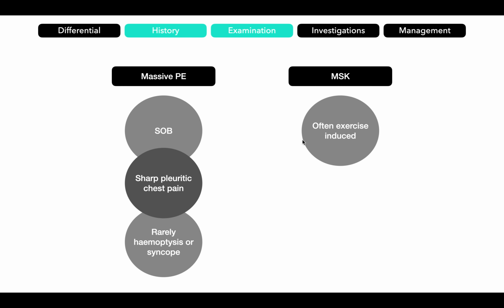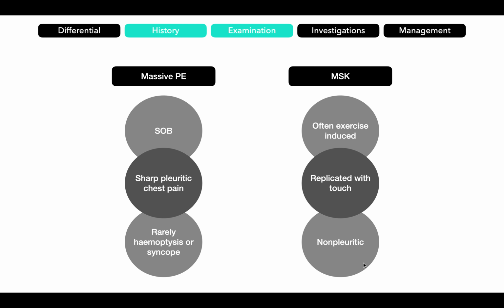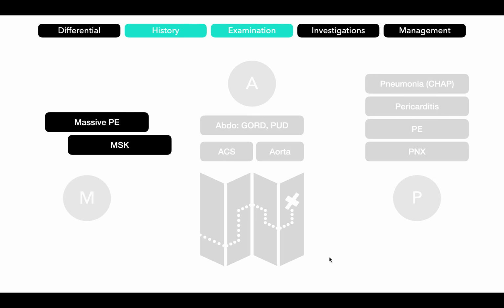Now, MSK is often exercise-induced chest pain. It's replicated with touch. So unlike pleuritic chest pain, which is replicated on inhalation, if you touch the area of cartilage or bone or muscle that is inflamed and irritated, say costochondritis parasternally, you'll have a replication of that pain. It's non-pleuritic, so it is not worsened by inhalation.